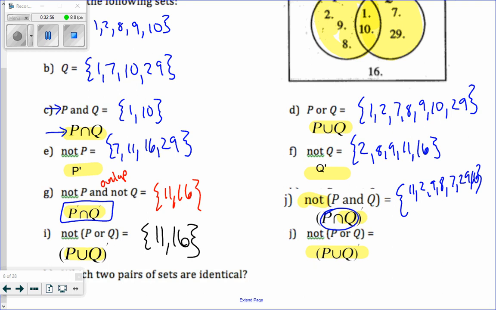So P or Q. We actually already have it highlighted here. This is P or Q. Oh, should that say and, right? What does yours say? Not P or not Q? Okay. Or not Q.